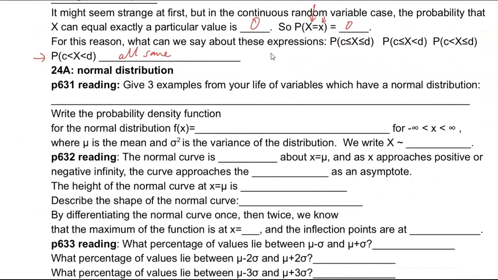24a, normal distribution. Give 3 examples from your life of variables which have normal distribution. We've talked about this a lot, right? So I could say height, weight, IQ, SAT scores, etc. Write the probability density function for the normal distribution. Okay, I'm going to write that down. I'll be back in a second.